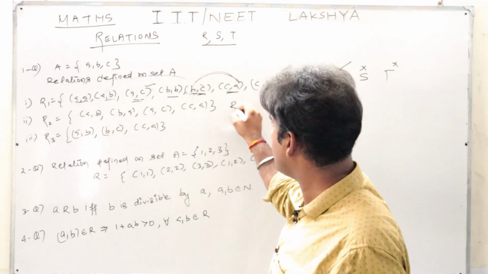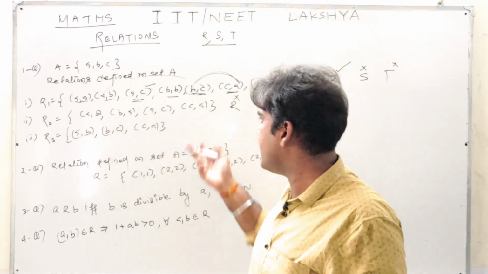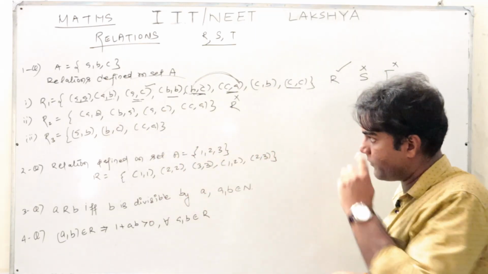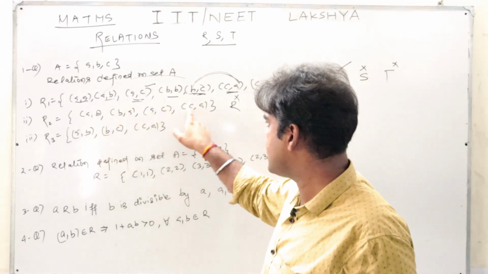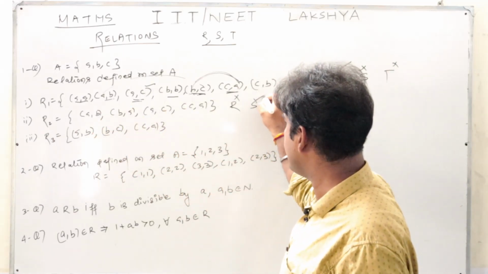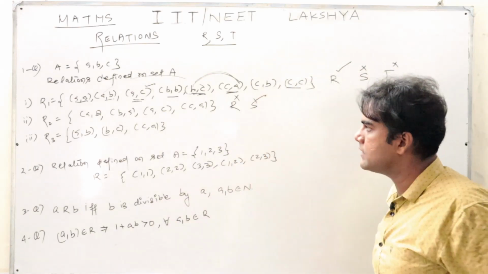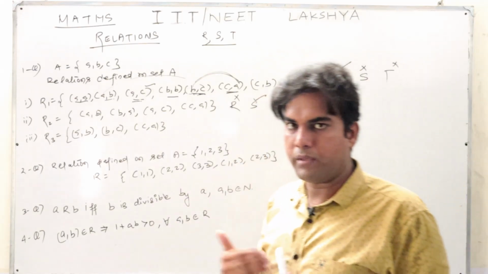So is it reflexive? No, because where is AA, BB, CC? So it is not reflexive. What about symmetric? AB is there, BA is there. Very good. AC is there, CA is there. So it is symmetric.